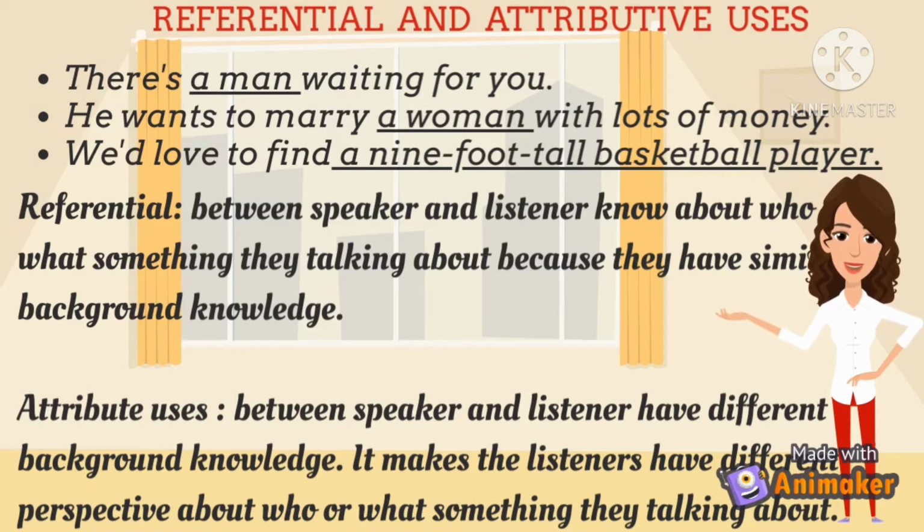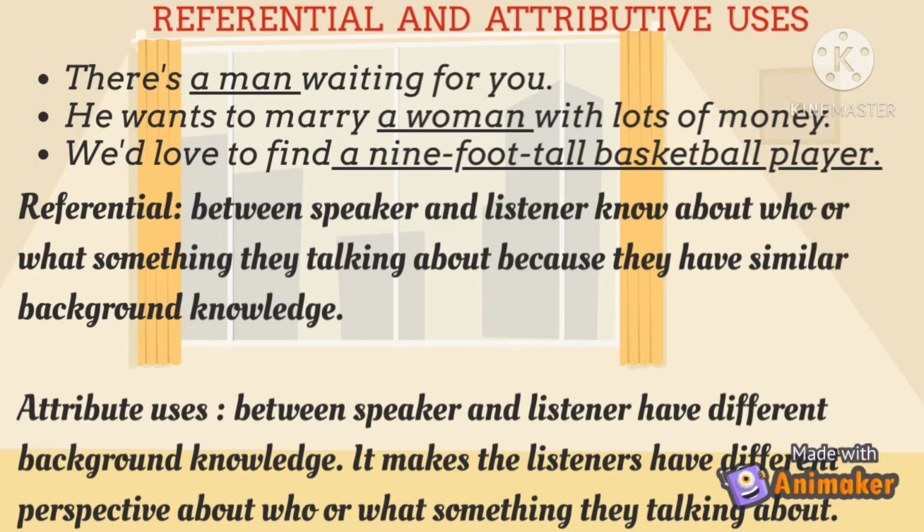So, how do we know that is referential? Referential is when the speaker and listener know who or what they are talking about because they have similar background knowledge. And how about attributive use? Attributive use is when the speaker and listener have different background knowledge. It makes the listeners have a different perspective about who or what they're talking about.